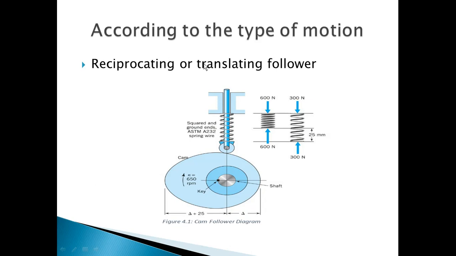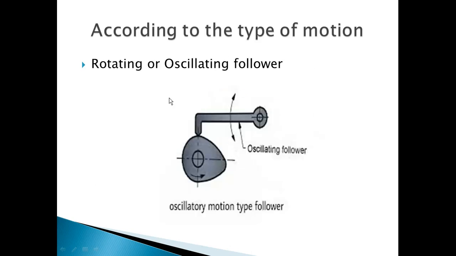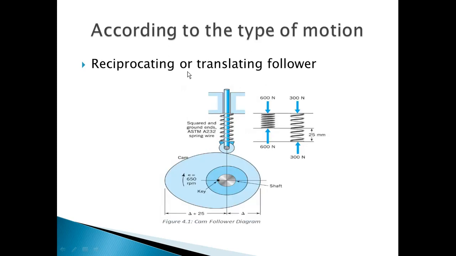Then the next category is according to the type of motion, whether the follower is reciprocating or rotating. This is the second category: reciprocating or oscillating. The first one is reciprocating or translating. When the cam is rotating, the follower reciprocates or slides inside the guide way. That's why it is called a reciprocating or translating type of follower. That is one category of the type of follower.